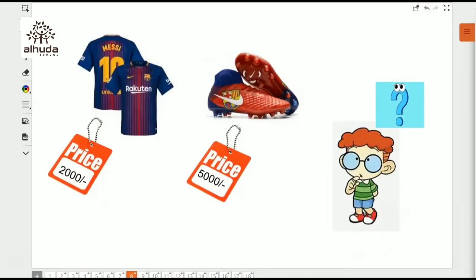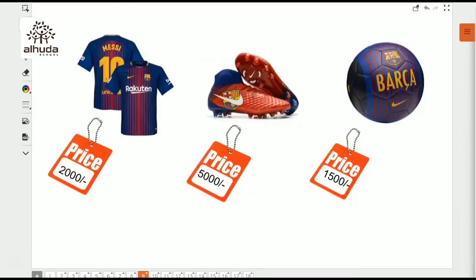Then he buys these really beautiful sports shoes saying FCB, with the tag of 5000 rupees. The cost with which he's buying the shoes was 5000 rupees and the cost with which he bought the jersey was 2000 rupees. Now he was wondering what else should I buy? And then he thought that football is really incomplete without a football, right? So then he decides to buy a football.